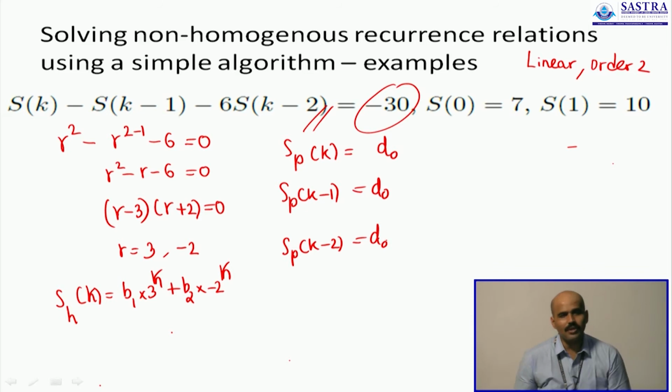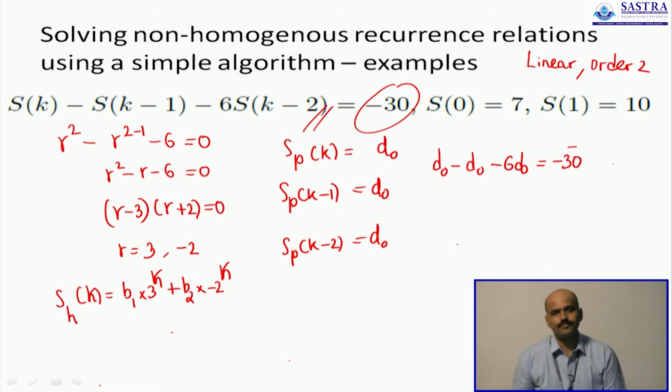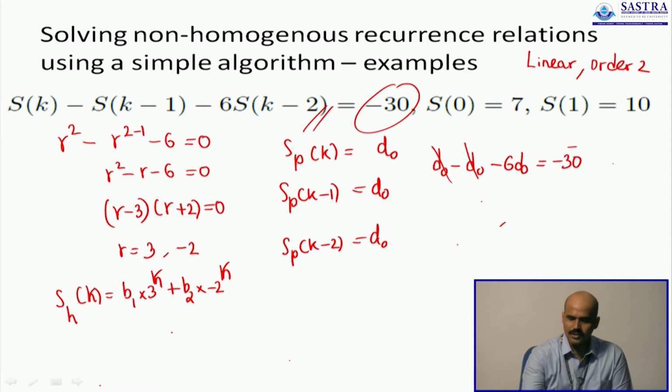Why do we repeat d naught everywhere? The function is constant and therefore the answer does not depend on the input. Whatever input you give, I am going to return only d naught, and therefore you get d naught everywhere. Now, let us use them in the given question. So, you will have d naught minus d naught minus 6 d naught equaling minus 30. We can lose these two terms. Minus 6 d naught is minus 30, or d naught is just 5.